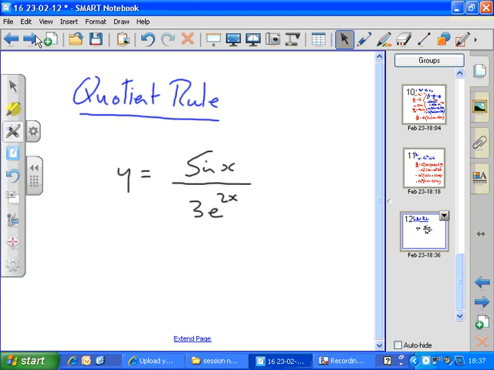Now we have a situation where we've got one function, sine x, divided by another function, 3e to the 2x. There are two functions here, because x appears twice, but we now have a situation where one is divided by the other. So the rule we use here is the quotient rule. Quotient means divide. So we use the quotient rule here: one function divided by another.